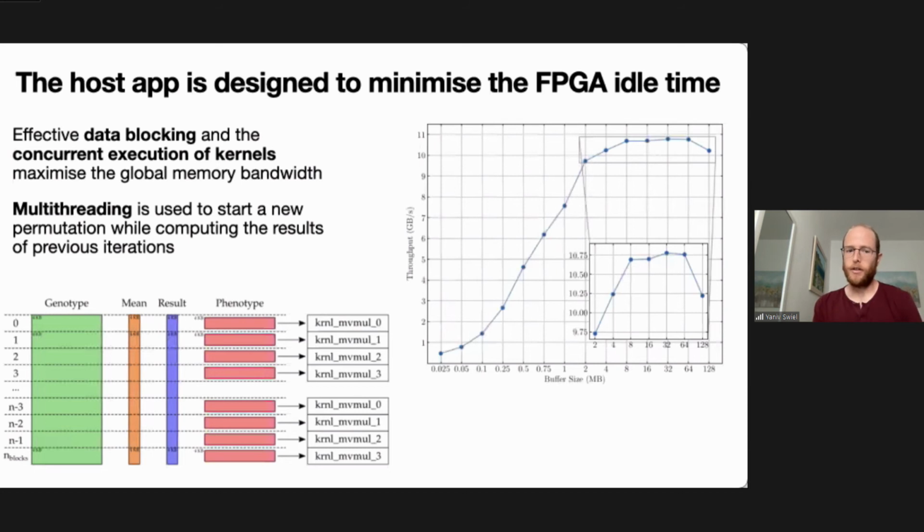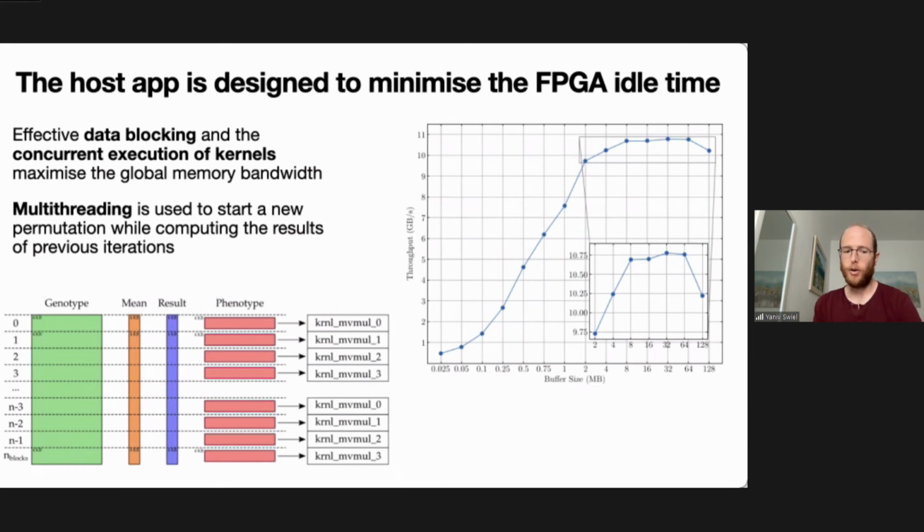The host application uses data blocking to maximize the global memory bandwidth. As illustrated by this graph, global memory bandwidth is affected by the size of the buffer being transferred. So the host application blocks the dataset based on the optimal buffer size, which determines the number of kernel invocations for each permutation. This figure shows how the host application blocks a GWAS dataset and distributes each block amongst the kernels. The concurrent execution of kernels helps to maximize the global memory bandwidth and reduce the FPGA idle time.